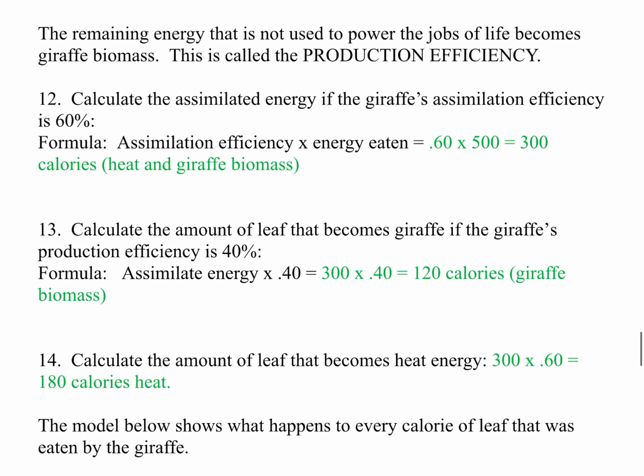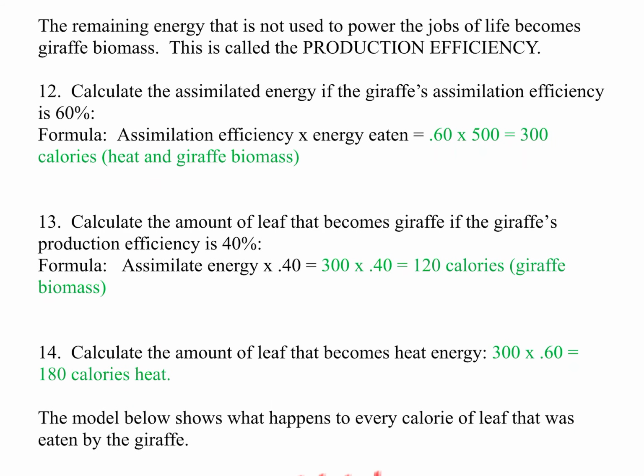Calculate the assimilated energy if the giraffe's assimilation efficiency is 60%. Let's use our formula. Our assimilation efficiency is 0.6. The amount of energy eaten is 500. So that means 300 calories of the leaf become a combination of heat and giraffe biomass.